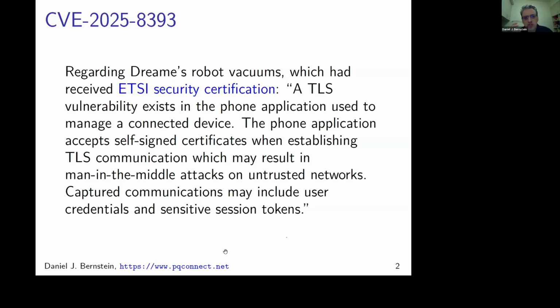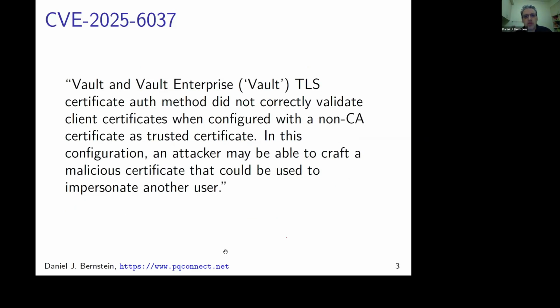Another example, these certificate problems show up in lots and lots of TLS vulnerability announcements. For example, Vault and Vault Enterprise, these are some sort of security tools aimed at corporations. And well, their TLS certificate authentication did something wrong. And the result was that an attacker, they say, may be able to craft a malicious certificate that could be used to impersonate another user. These things are always downplayed. The reality is, yeah, an attacker who knows what he's doing can, of course, do this and take over your Vault Enterprise for your corporation.